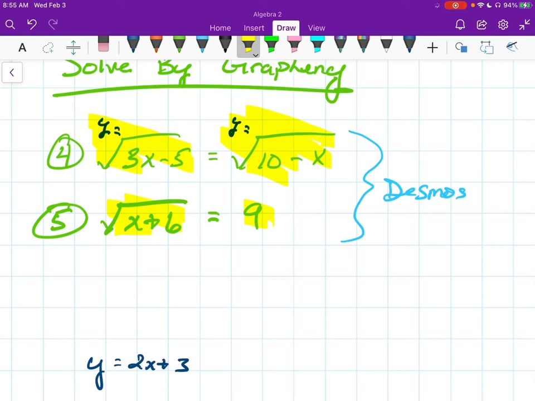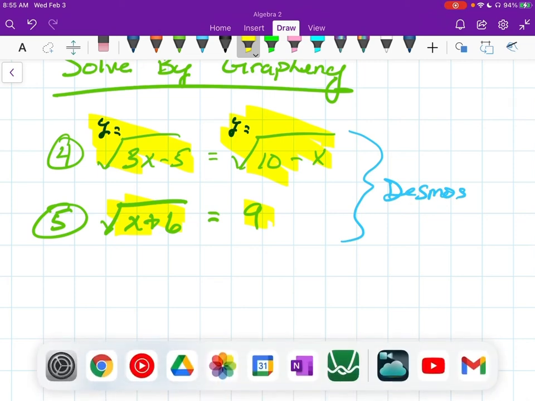I highly suggest getting the Desmos app on your phone. They have two of them. They have the grapher and they have the scientific calculator one. I think they're both great apps. I use them on my iPad and I use them on my phone. So let's look at the grapher.